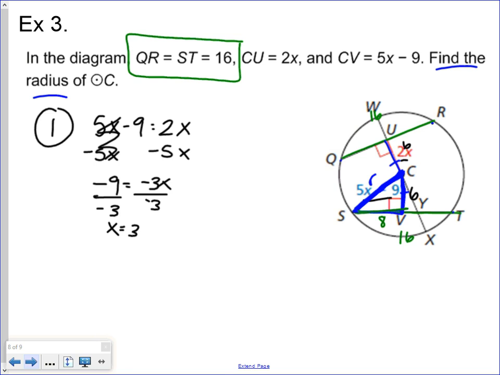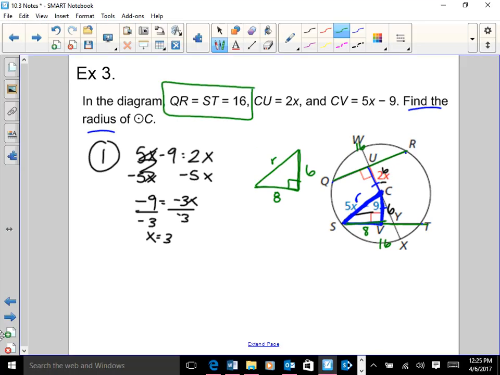So now what you're looking at is a right triangle where the right side is 6, the bottom is 8, and you're looking for the radius. And you would do the Pythagorean theorem. Okay, go ahead. We'll pick up here when you get back.